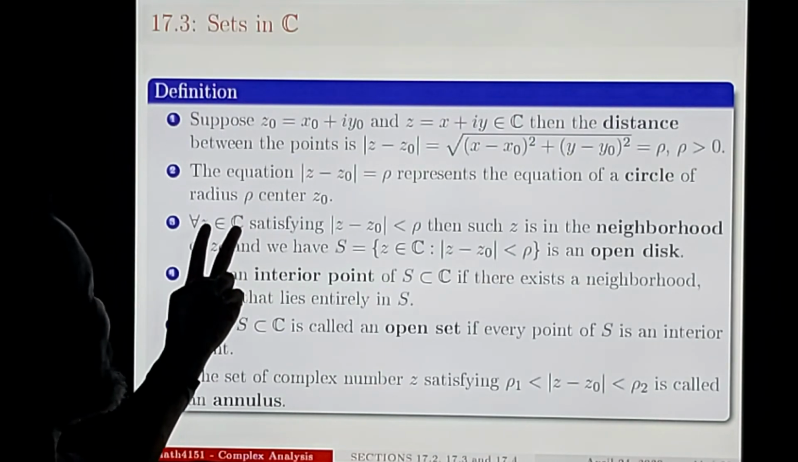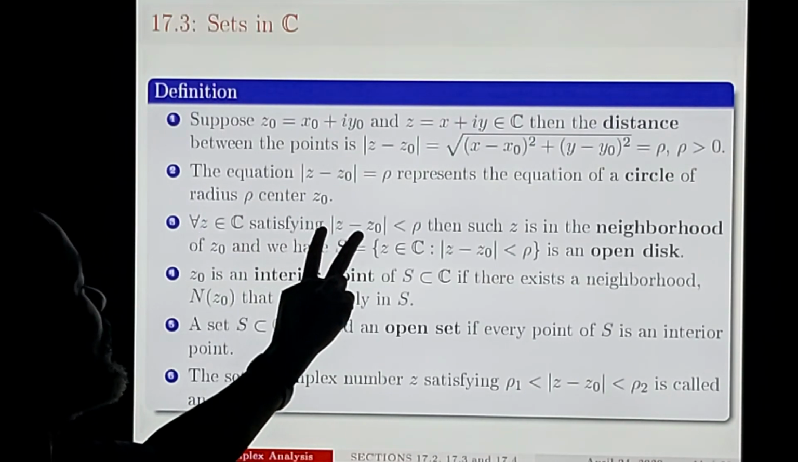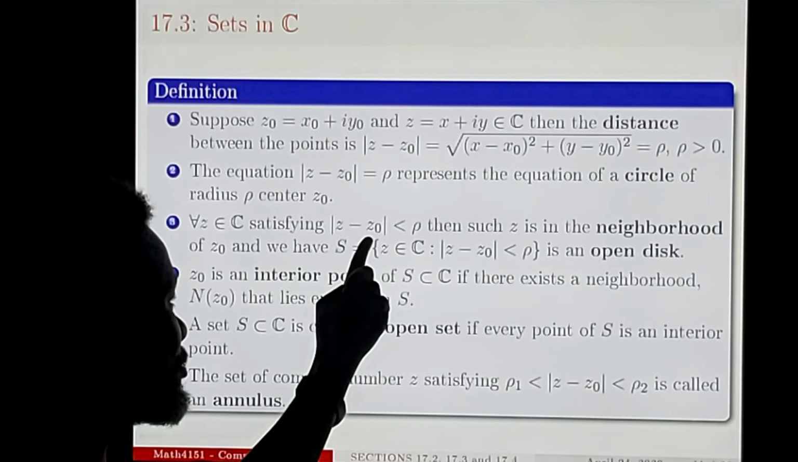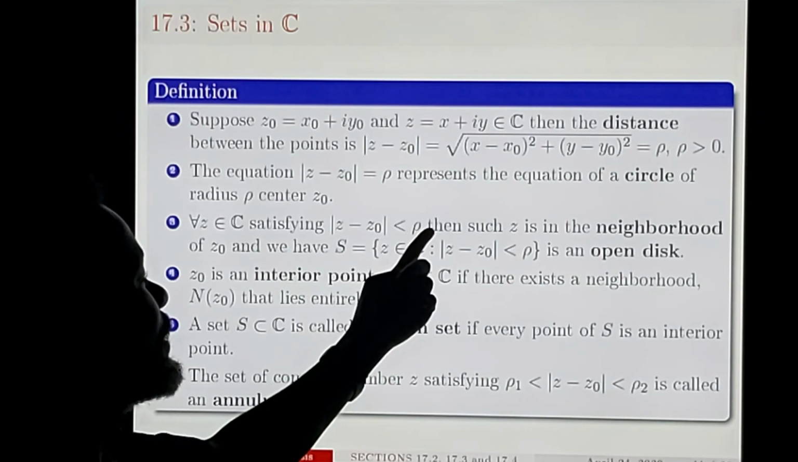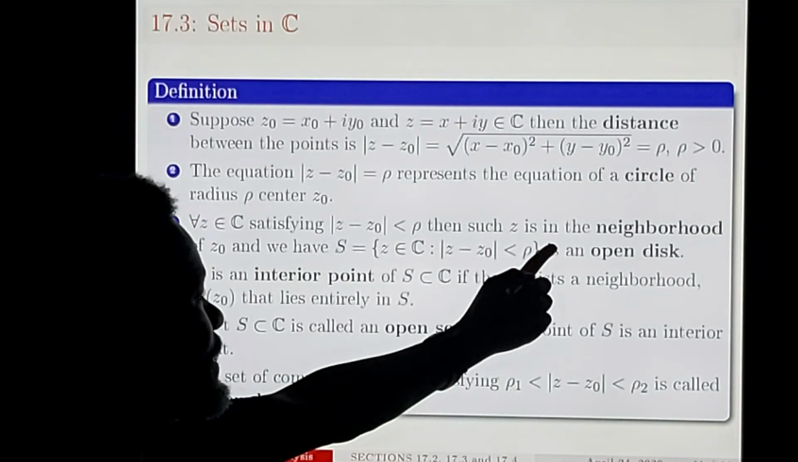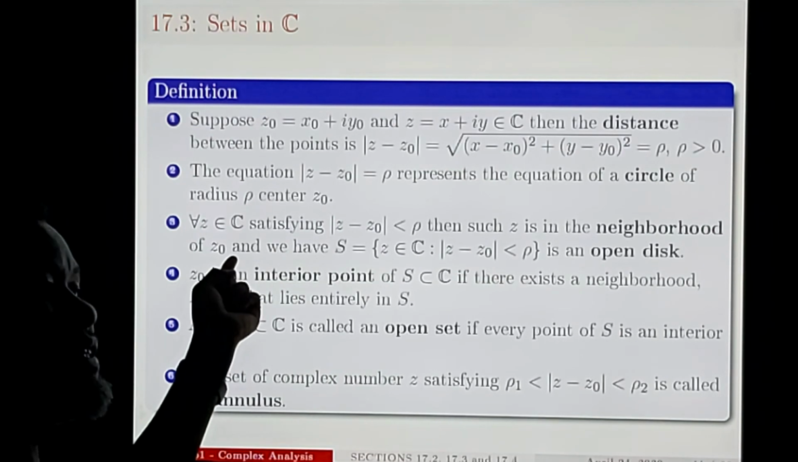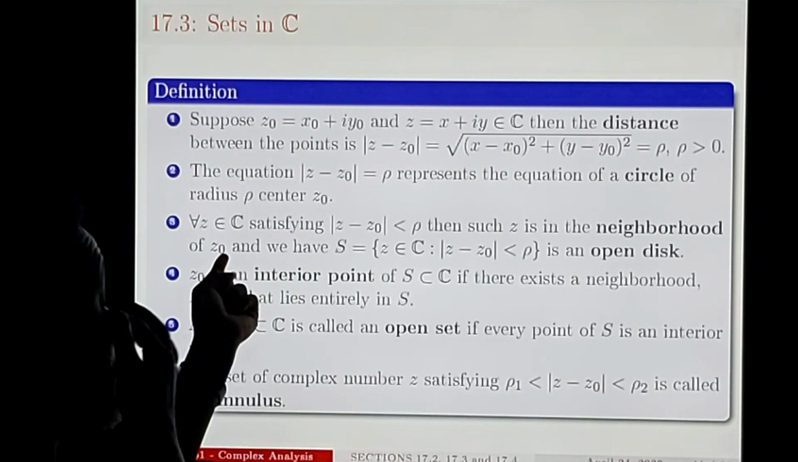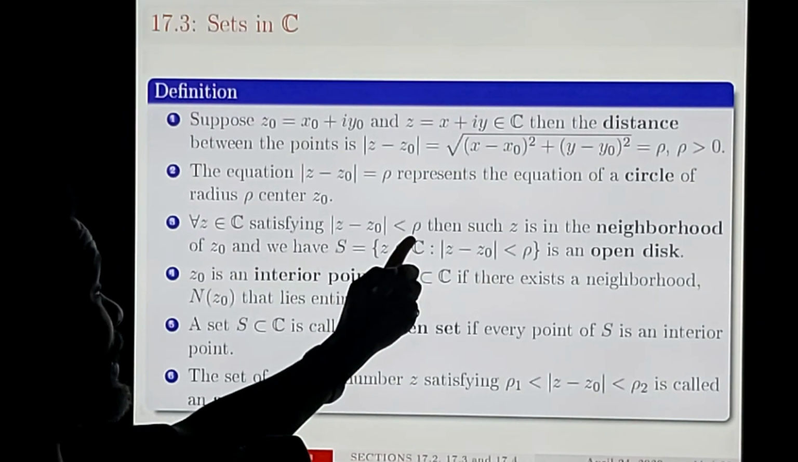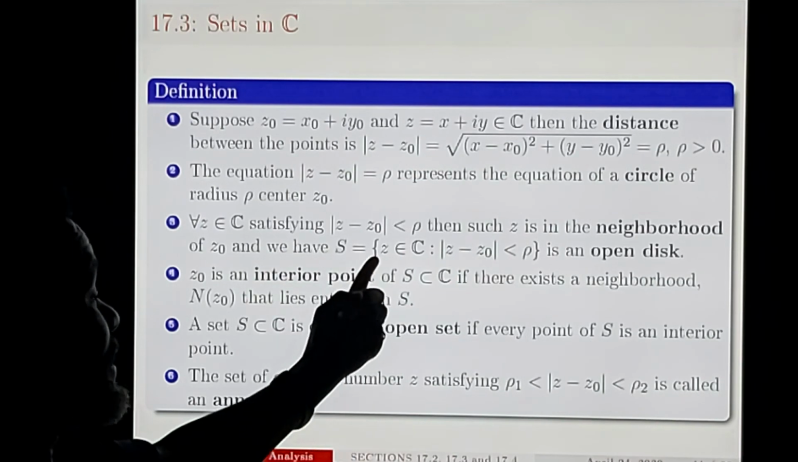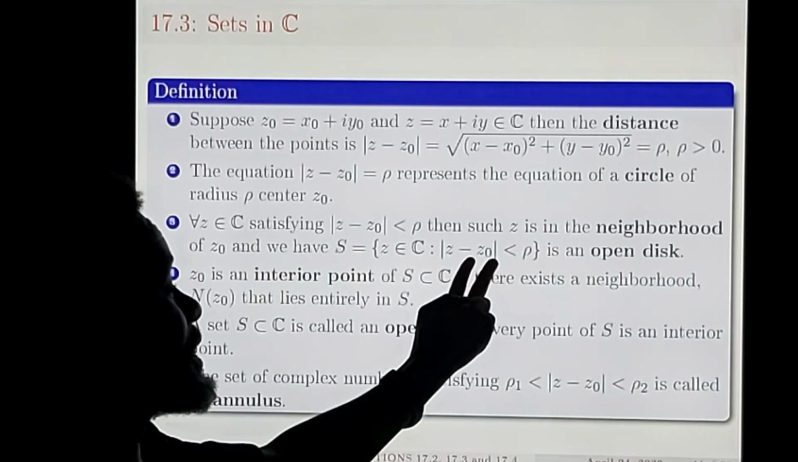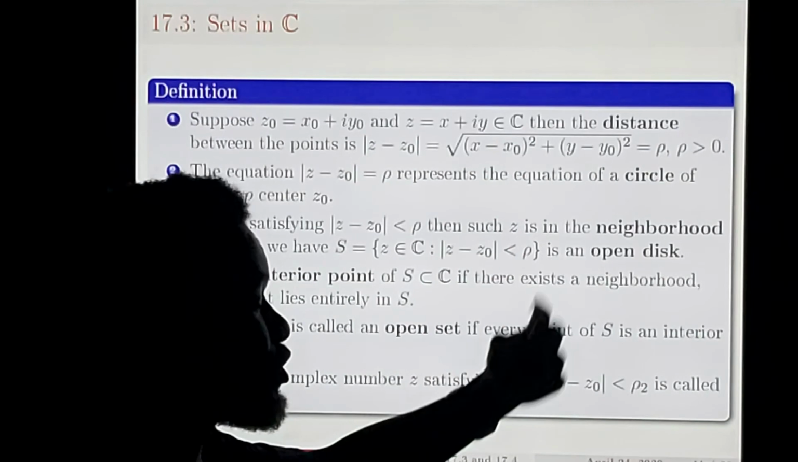Then for all Z in C satisfying the modulus of Z minus Z naught is less than rho, such Z is in the neighborhood of Z naught. That means it is near Z naught and does not pass rho, this length. We can think of the set S, complex numbers, such that they satisfy that. We can think of this as an open disk.